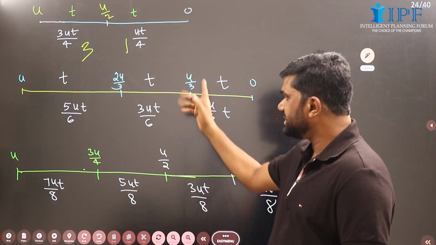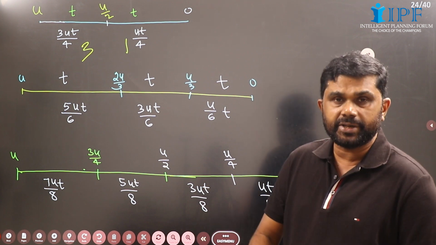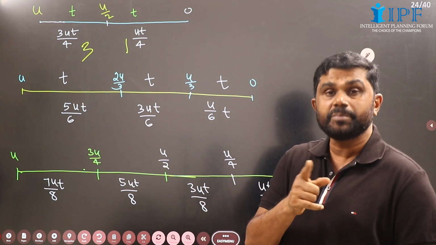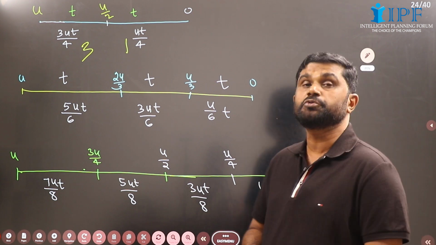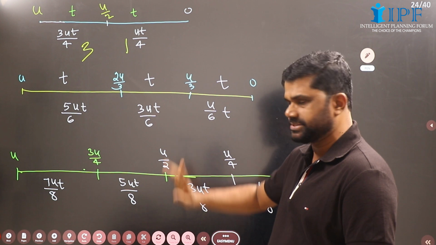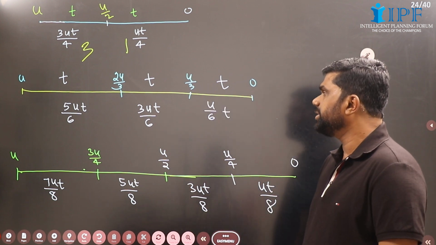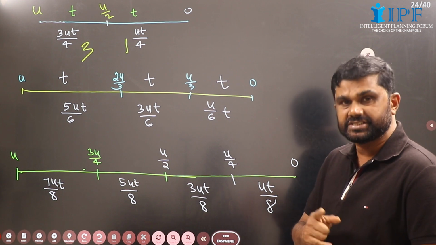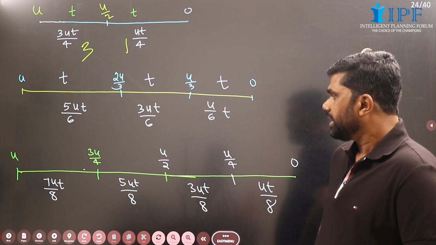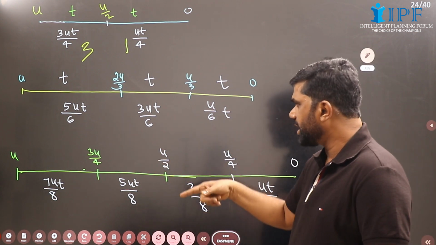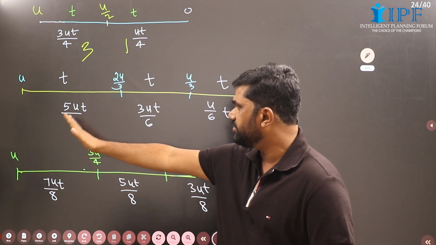During the next interval, this is 2u by 3 plus u by 3, that will be u, and average will be u by 2, and displacement will be u by 2 into t, means ut by 2. It is written as 3ut by 6. During the next interval, the average velocity will be u by 3 plus 0 by 2, that is u by 6, and displacement will be u by 6 times t. Here also ut by 6 is the common factor. When you divide throughout by ut by 6, you will get the ratio as 5 is to 3 is to 1.